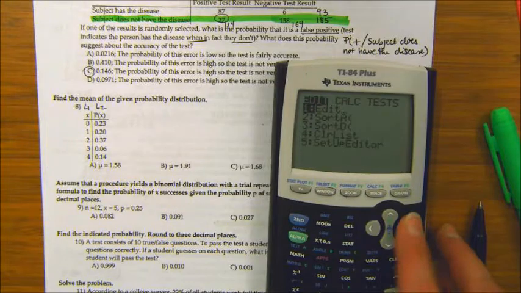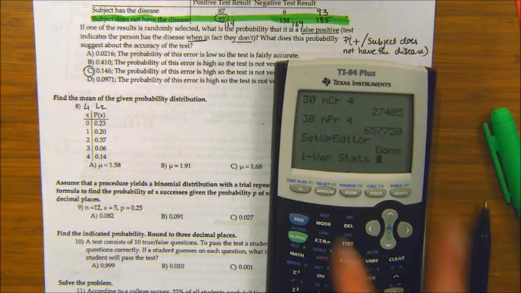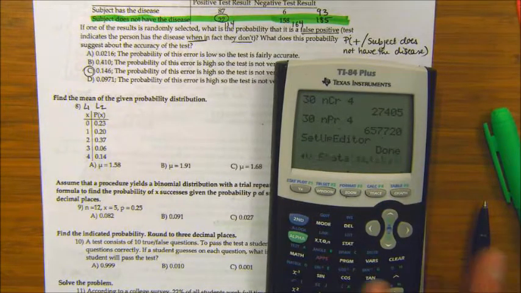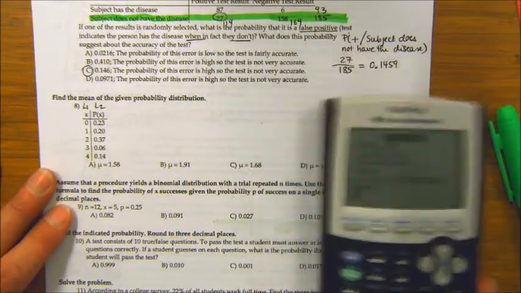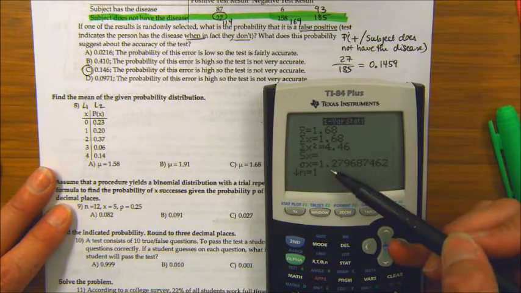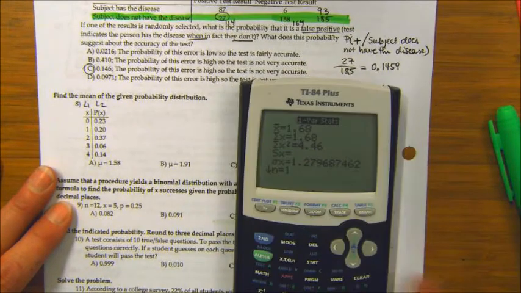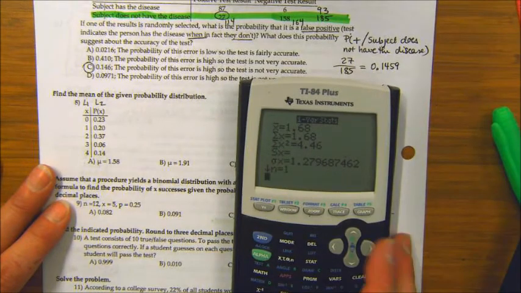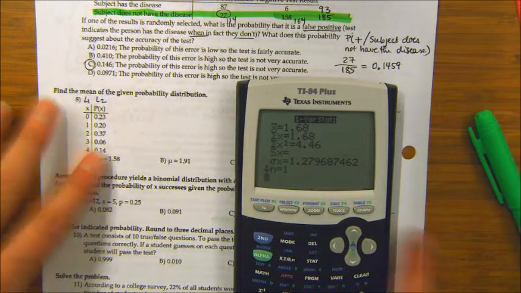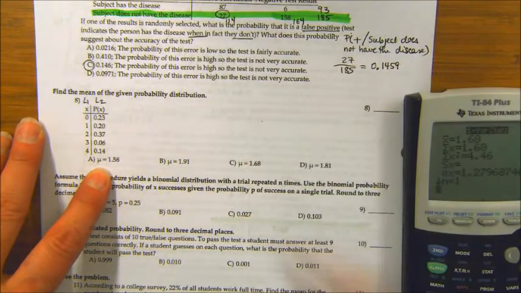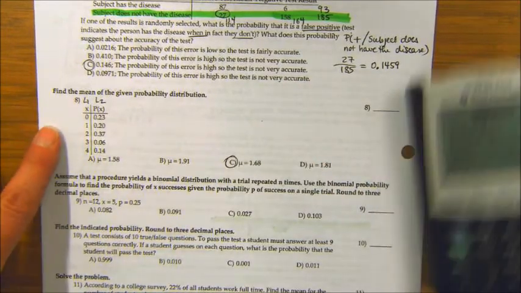Now go to Stat, Calc, one-variable stats, and using L1, comma, L2. It says the mean is 1.68. The standard deviation, remember, with our discrete probability distribution, since all the probabilities add up to 1, it only gives us the population standard deviation. So our mean is 1.68, which is C.